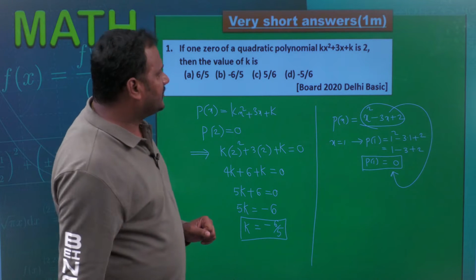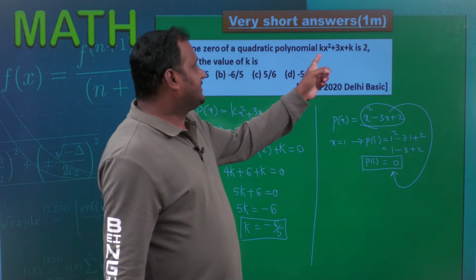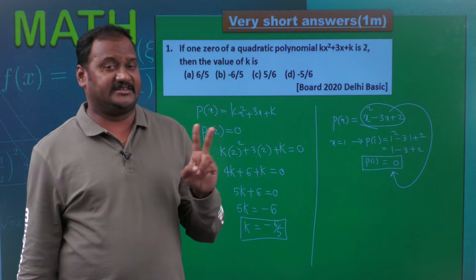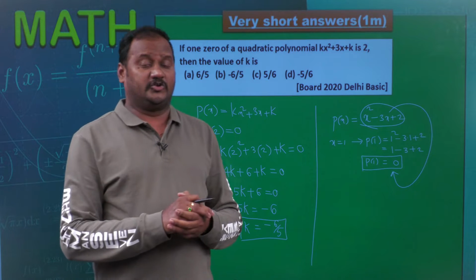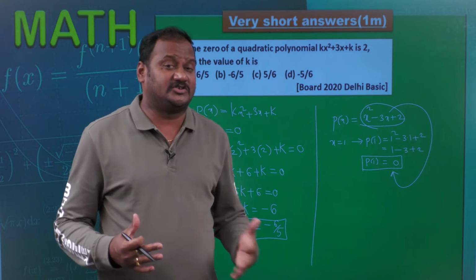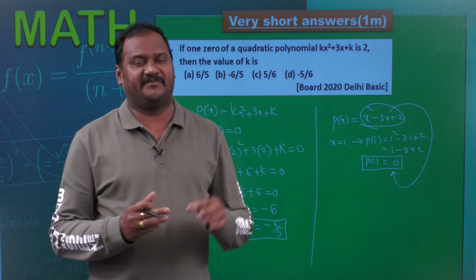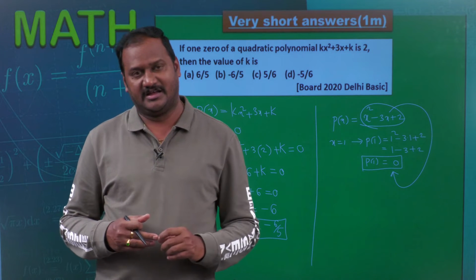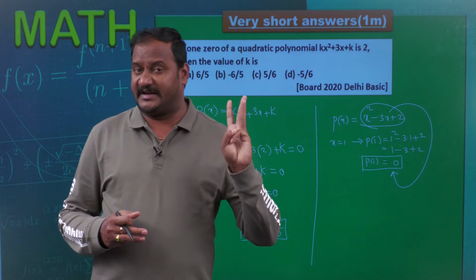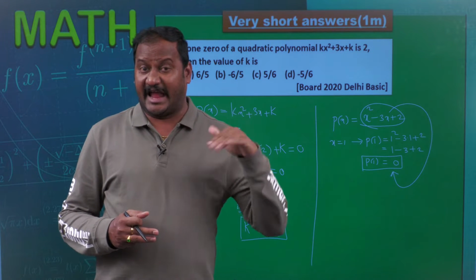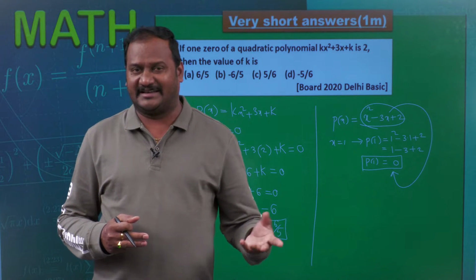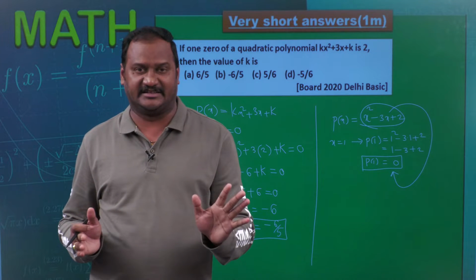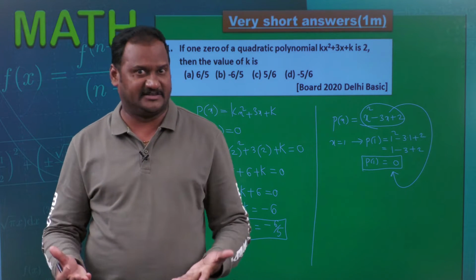And I would like to give you one more piece of information about this. kx square plus 3x plus k is a second degree polynomial. Since it is a second degree polynomial, do you know what is the maximum number of zeros of a second degree polynomial? Every second degree polynomial has a maximum of 2 zeros. Every third degree polynomial has a maximum of 3 zeros. Every nth degree polynomial has a maximum of n zeros, but you should not say exactly n zeros. We cannot say that because some zeros may be repeated zeros also.